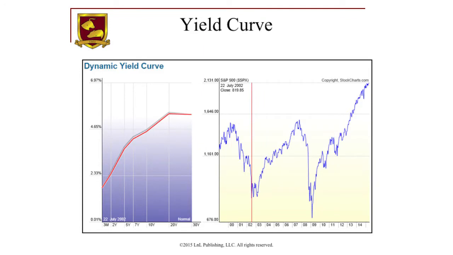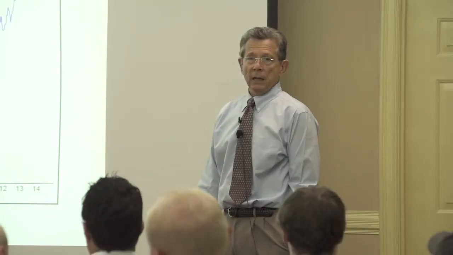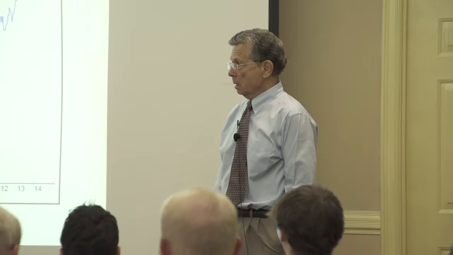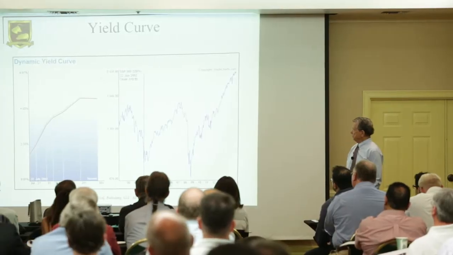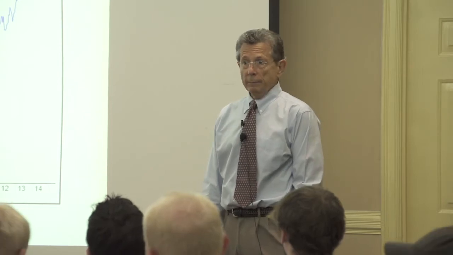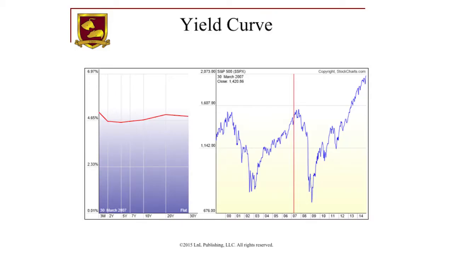In 2002, look at the yield curve. Is it up or is it down? Up. Do you want to buy stock? Yes. Do you want to buy gold? No. Stock market low. Big bear market started here. Would the yield curve have been of any value to us? Oh, look at that. The yield curve is down and flat at the peak in 2007, 2008.